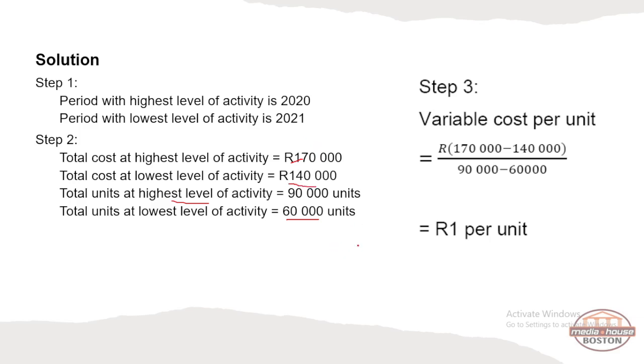We did mention previously that the difference between the total costs is not caused by the fixed cost, but by what we call the variable cost. So the difference between these two costs is the variable cost. To get the total variable cost, it will be the difference between the total costs, which is 170 minus 140. So we're going to have 30,000.